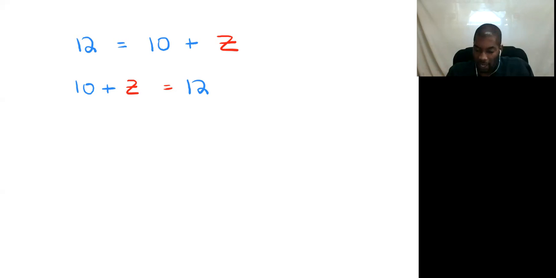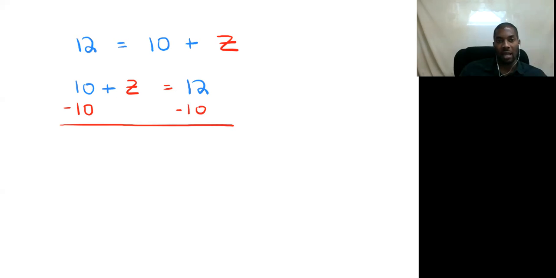What I have to do is say, okay, look, this is a positive 10, right? All I need to do is do the opposite, the inverse of positive 10, which is negative 10. What I do to one side, I do to the other. So subtract 10, subtract 10. And then I solve it out. 10 minus 10 is 0, so they cross each other out.